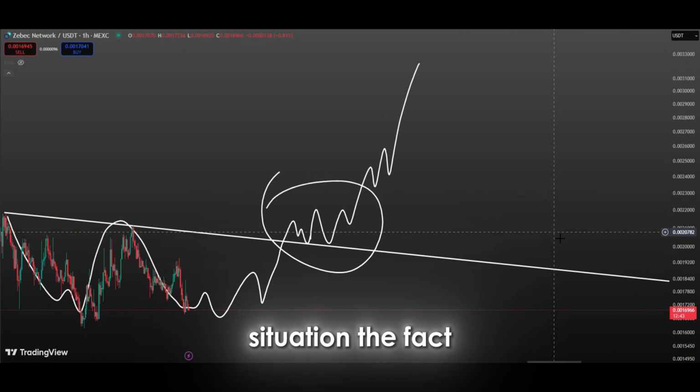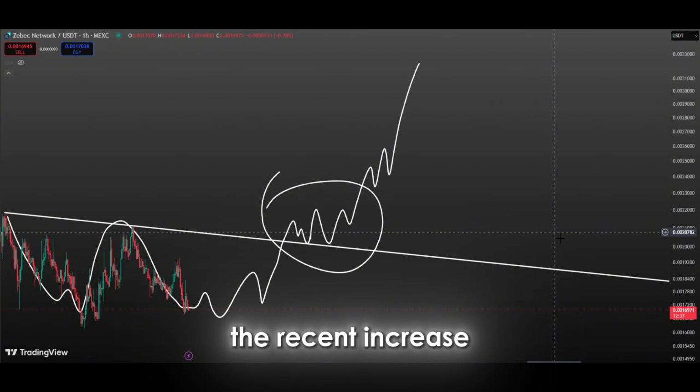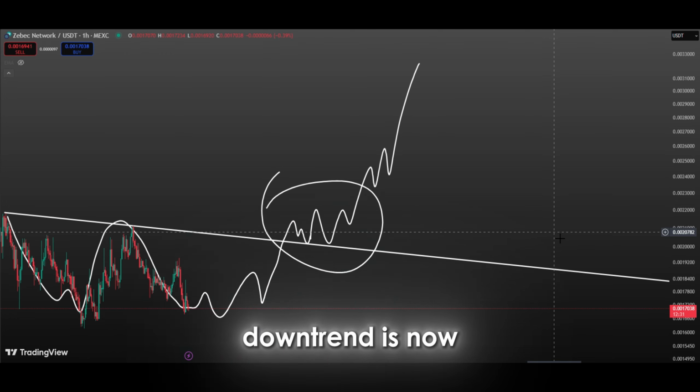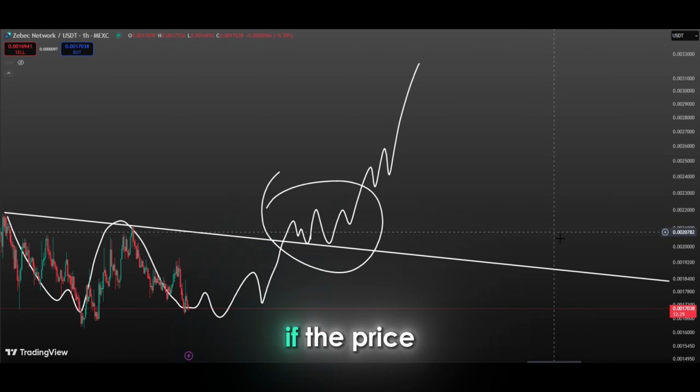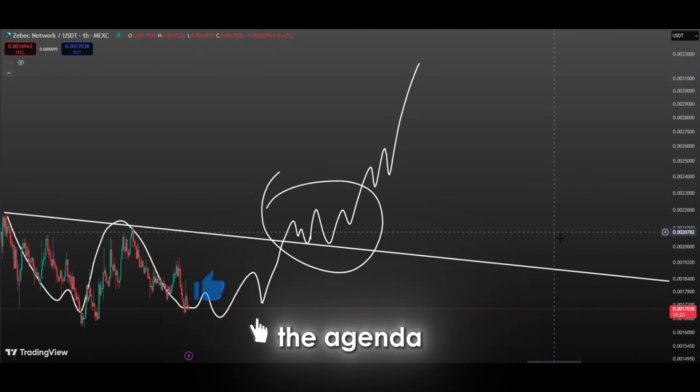In the current situation, the fact that the price rests on this falling trend line could be a harbinger of a possible breakout. The recent increase in buying pressure and the formation of positive patterns on the lower time frame suggest that this downtrend is now being challenged. If the price can decisively break this downtrend, not only a short-term bounce but also the start of a new uptrend could be on the agenda.